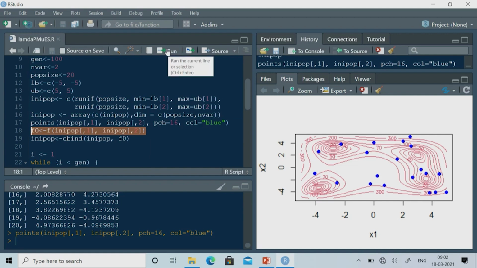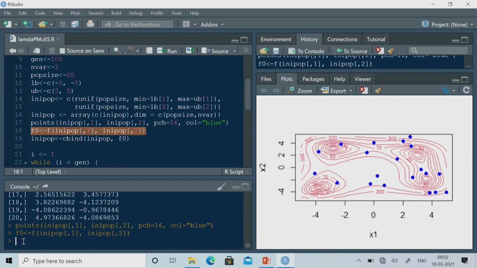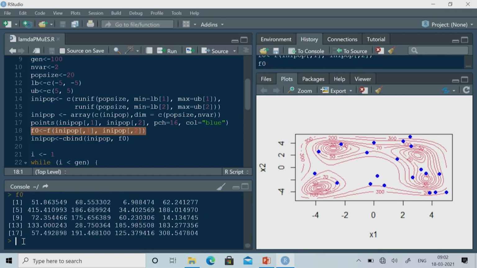If I run this particular line, I will calculate the function value of all these solutions. You can see here f naught, I am getting the function value of all these solutions. The function value of the first solution is 51 and similarly the 20th solution is 308.